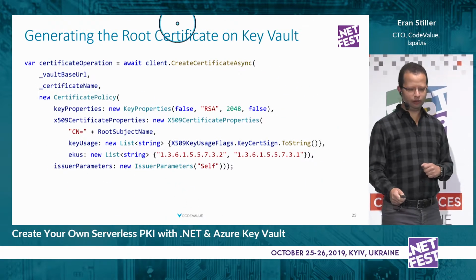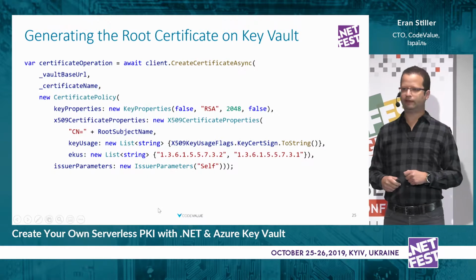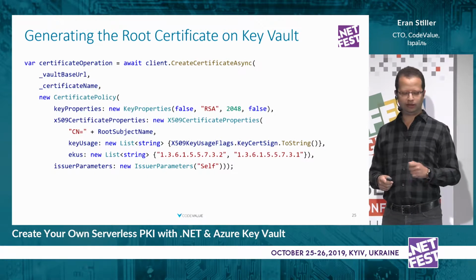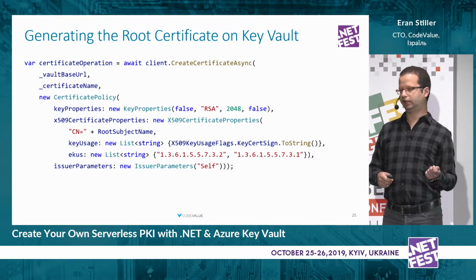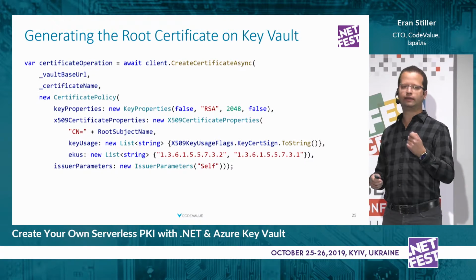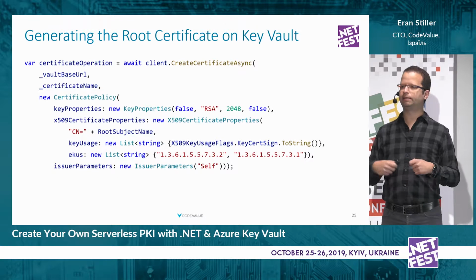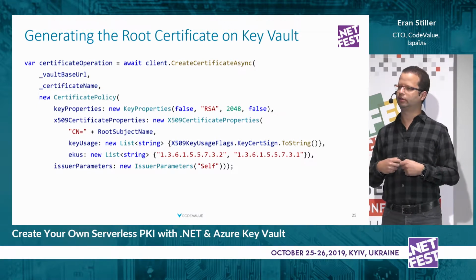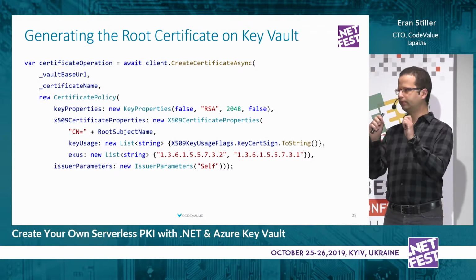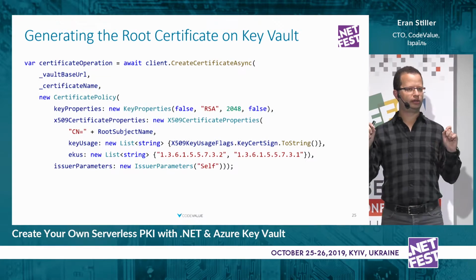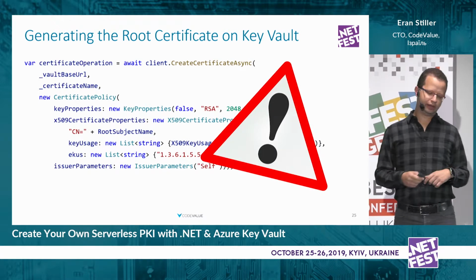Now, the good thing about this method is that if I would have used it, the certificate is created on Key Vault, and the private key never leaves Key Vault. The object it returns only contains the public parts. We never get the private parts. The private key, which is the most important thing, always remains on Key Vault.